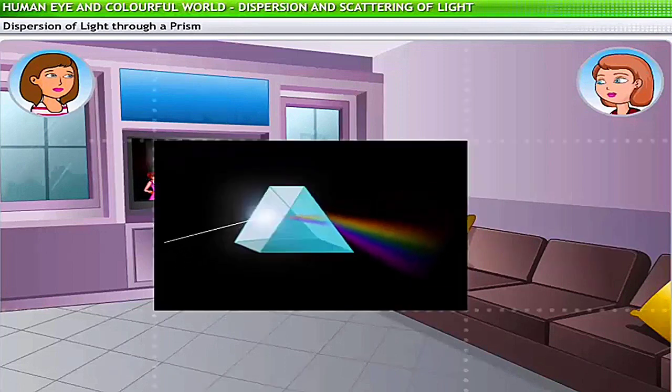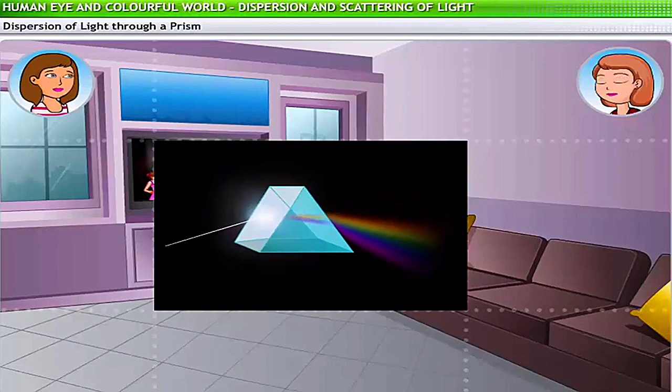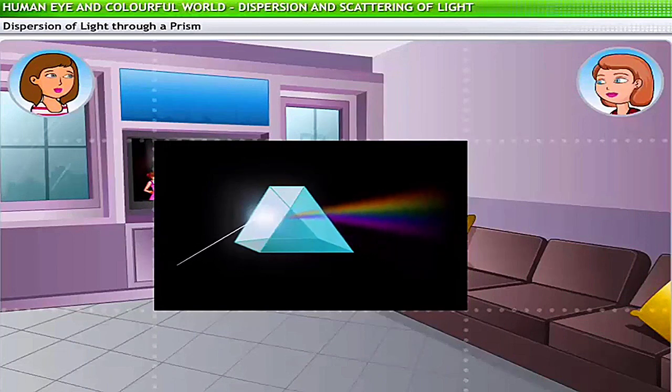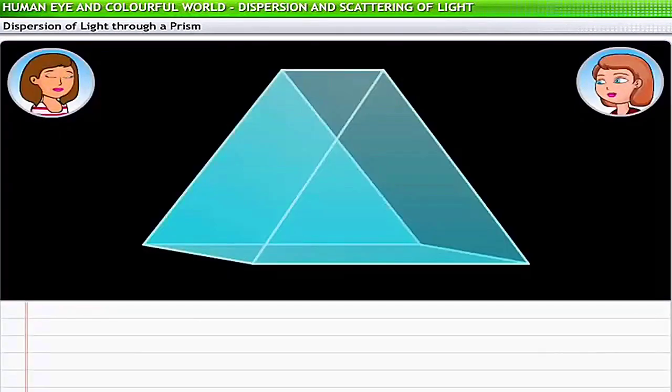Actually, prisms were used for those effects as well. That's where dispersion of light comes in. Light rays refracted through a prism disperse and give rise to very vibrant colors. Where do these colors come from? You'd be surprised to know that these are all constituents of white light.